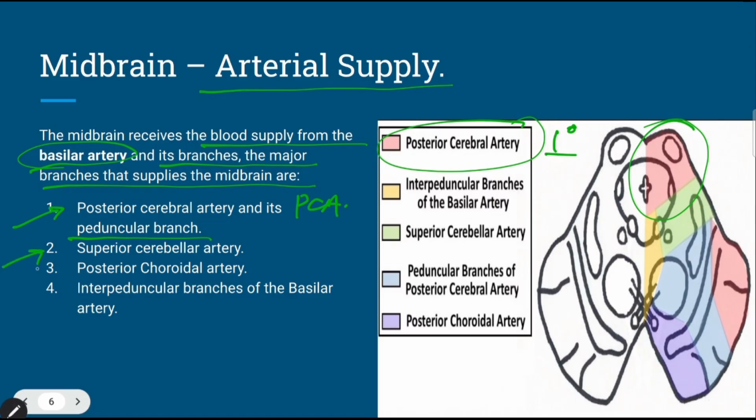Second, the superior cerebellar artery. This artery supplies the dorsal midbrain, including parts of the tectum and tegmentum. It can also contribute to the blood supply of the superior colliculus, which handles visual reflexes.